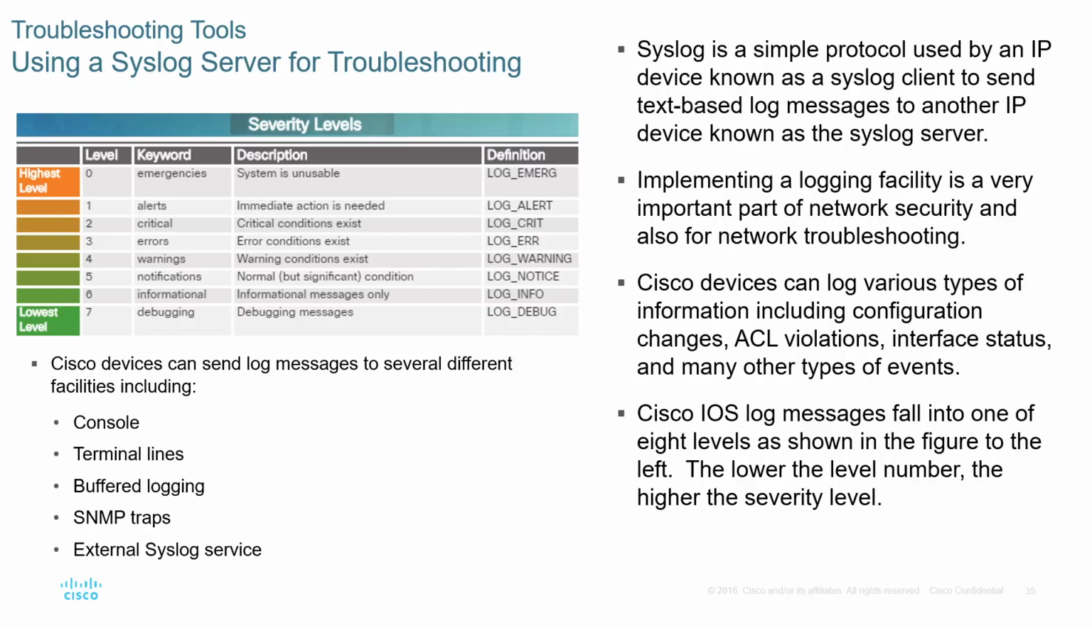We also have alerts, which are immediate actions that are needed. We have critical conditions. We have errors. We have warnings, notifications, information, and debugging. So these are the levels of severity that we have on the syslog messages.